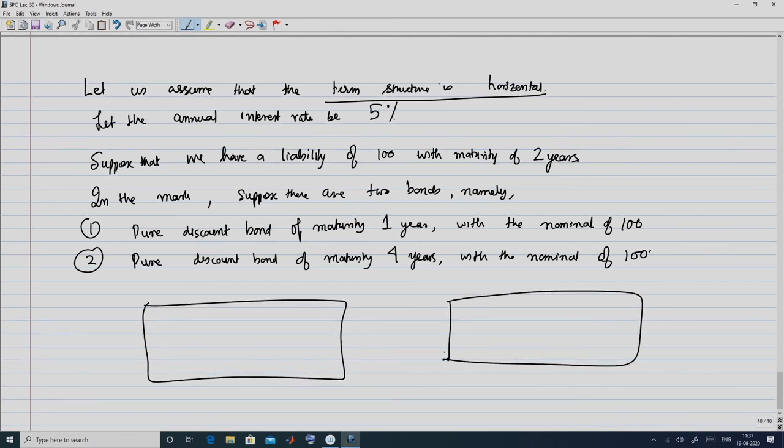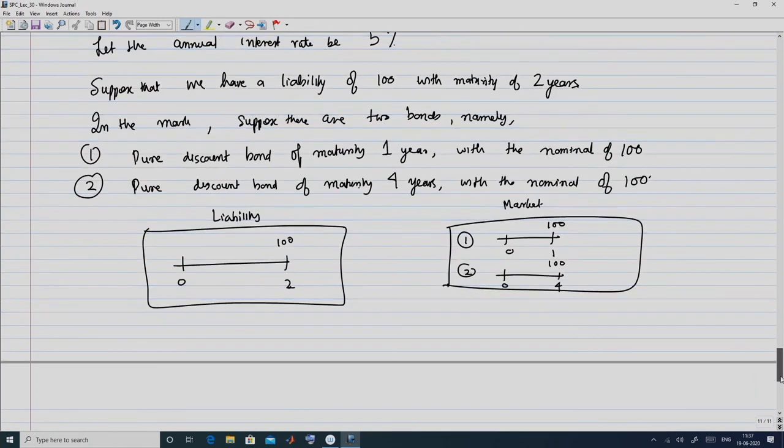So, what you have is that on one side you have the liability, that means from now to 2 years, at 2 years you have to pay an amount of 100. And then in the market there are only 2 bonds. The first bond is of maturity 1 year with a nominal of 100, and these are pure discount bonds, and the second one has a maturity of 4 years, also a pure discount bond. Now, what am I supposed to do here? Why am I calling it hedging? The reason is that I have a liability of an amount of 100, and as I will shortly write, I start off with an amount of 90.70.